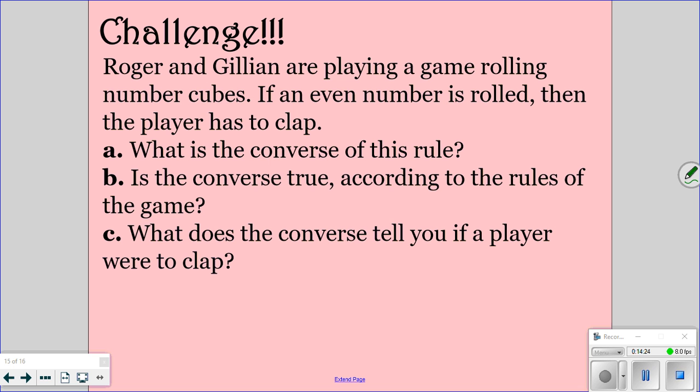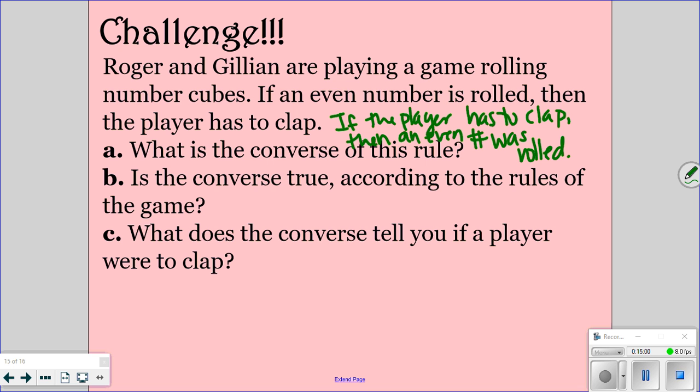We have Roger and Gilliland are playing a game where they are rolling number cubes. And if an even number is rolled, then the player has to clap. So y'all see if you can answer A, B, and C. So the converse would be if the player has to clap, then an even number was rolled.